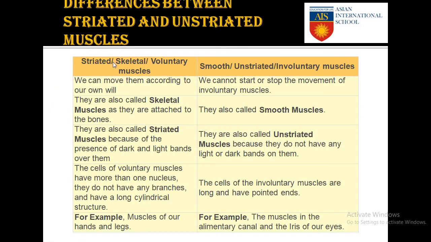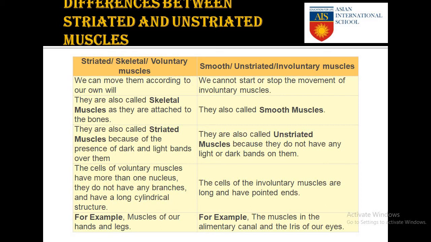Now, skeletal, striated, or voluntary muscles. That means striated, skeletal, and voluntary muscles are the muscles which move according to your will. But smooth, unstriated, involuntary muscles are the muscles which do not move according to your will. From the word only we can understand that skeletal muscles are attached to bones. And the unstriated, we call it smooth muscles.